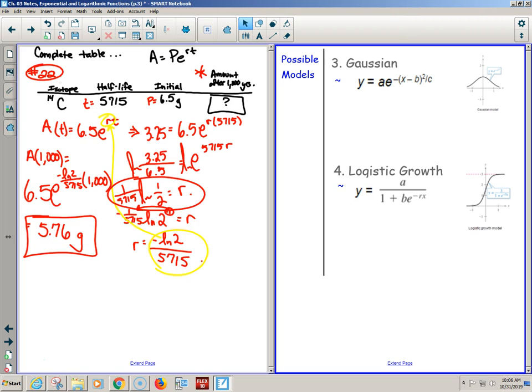I think our school system has gotten a little dumbed down. But anyway, college professors get a little bit more back to the traditional. We have Gaussian, we have logistic.